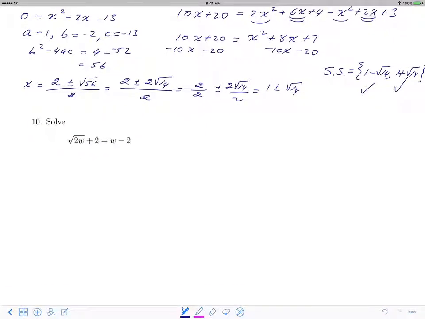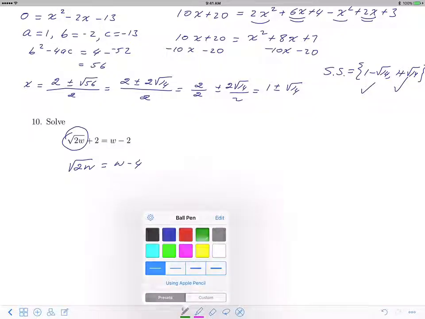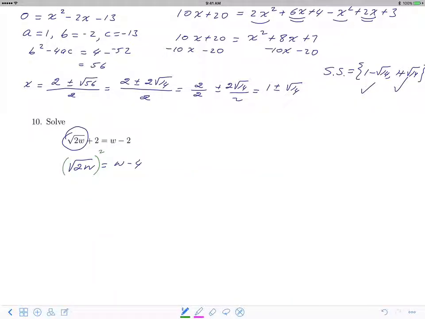For number 10, this is a radical equation, so we're going to isolate the radical by subtracting 2 on both sides. And once we isolate the radical, then we can square both sides. And here we have an important point that this is not reversible, so we have to check our values after we're done. Squaring the left side, we get 2w. Squaring the right side, w squared minus 8w plus 16.